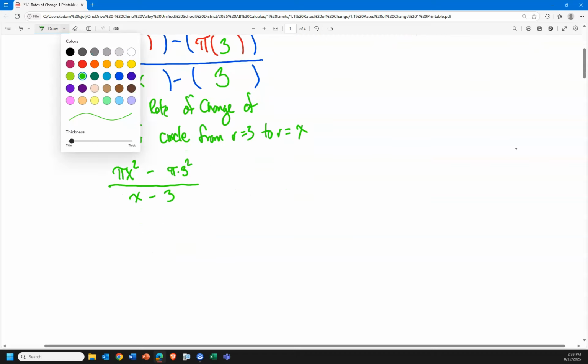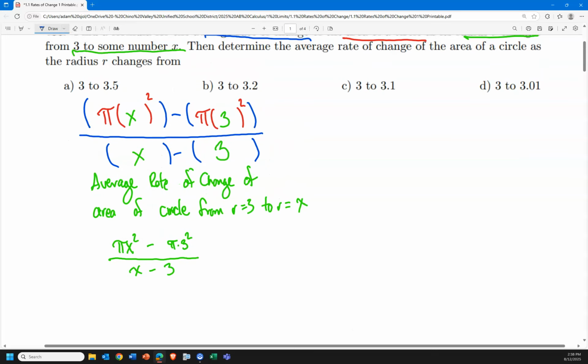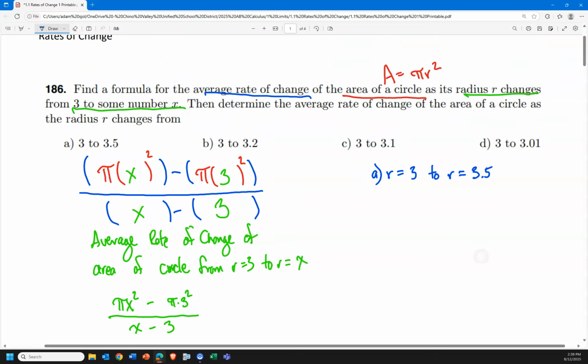I'm going to change back to blue because blue is easier for me to read. So then part A. A, radius. I think everyone would know r is radius. Radius equals 3 to radius equals 3.5. I didn't read this with you. It says, determine the average rate of change of the area of a circle as the radius r changes from 3 to 3.5. So what you're supposed to realize is, we made a formula for that.